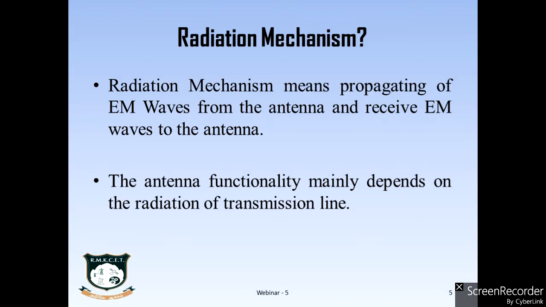Now, what is radiation mechanism? Radiation mechanism means propagation of electromagnetic wave from the antenna and the receiver electromagnetic waves to the antenna. Now, the antenna functionality mainly depends on the radiation of transmission line.